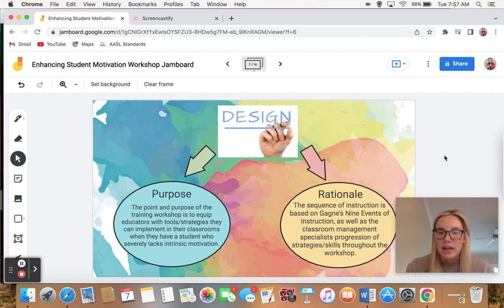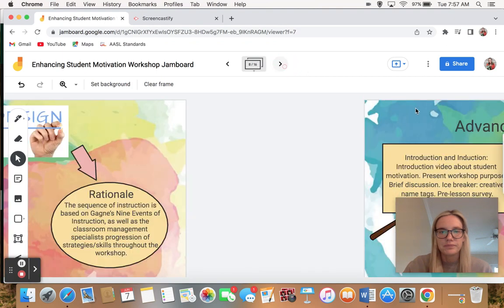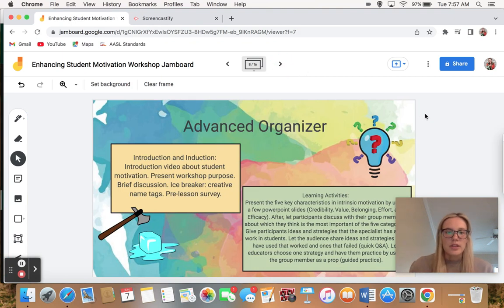And then my rationale is, the sequence of instruction is based on the 9 events of instruction, as well as the classroom management specialist who would be conducting the strategies and skills throughout the whole workshop. So she would obviously be someone that was classified in this area. So this is kind of how my workshop would be run.